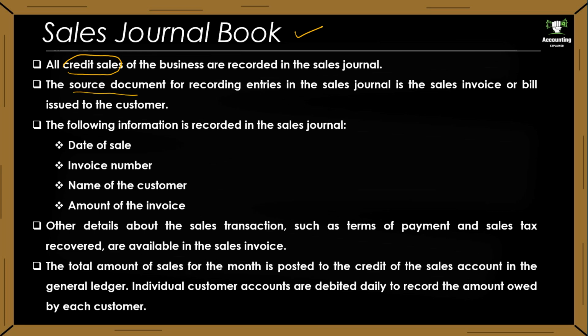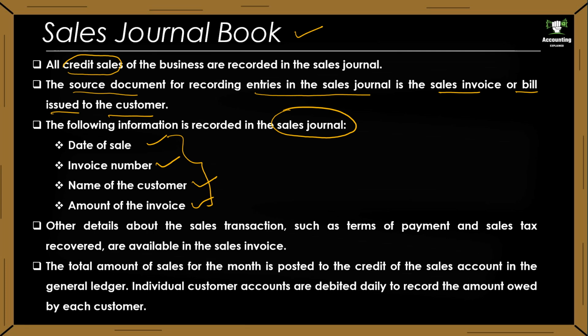The source document for recording entries in the sales journal is a sales invoice or bill issued to the customer. The source document for journals are vouchers. Similarly, here the source document for sales journal is the sales invoice or the bill raised by us and given to the customer. The format of the sales journal should have the following information: date of sale, invoice number, name of the customer, and amount of the invoice.